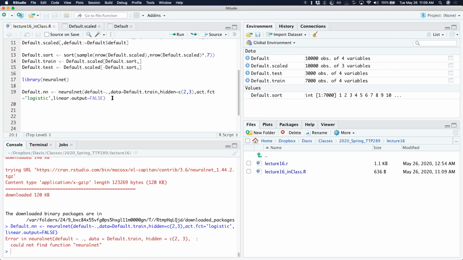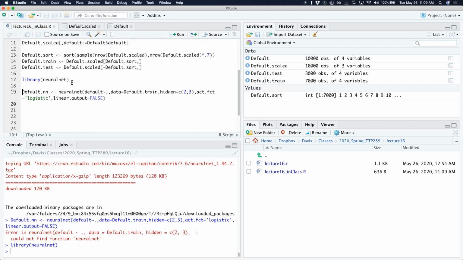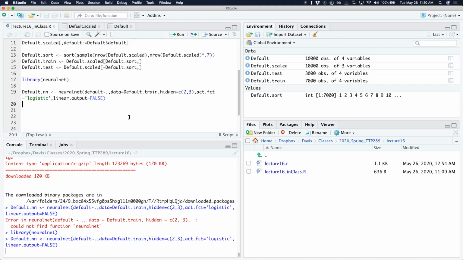So we need to load in neuralnet. Okay. So now it's going to run and train across these 10,000 points. And this is where some of the computational complexity starts to creep into place, and why machine learning has really taken off in the last couple of years.